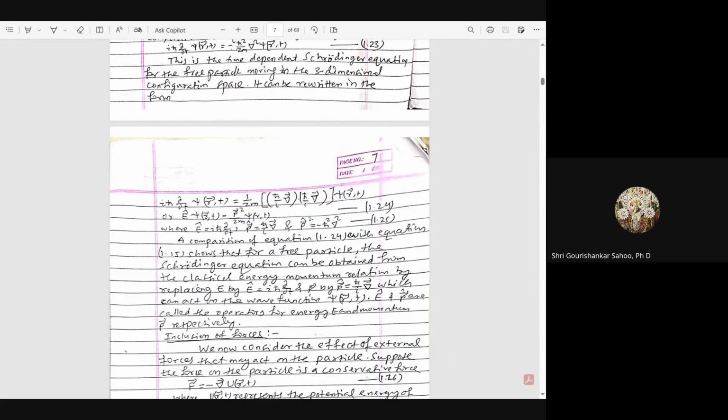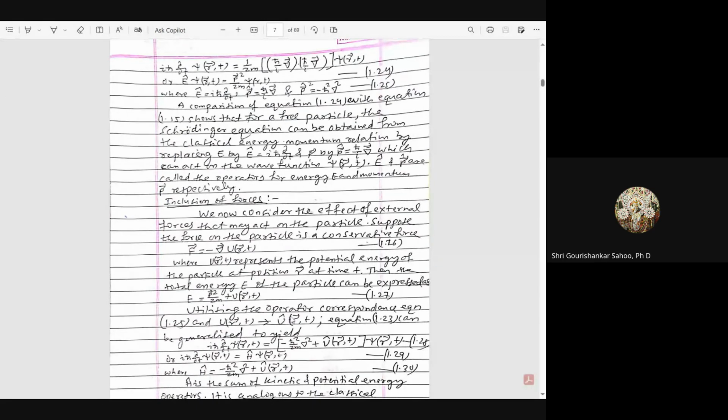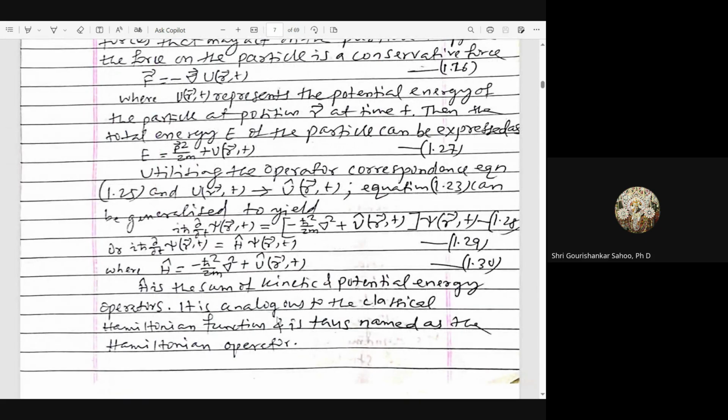Okay. So if you include the force in this expression, F can be written in a three-dimensional case as minus del U, using the potential energy. So the expression will be modified as i h cross del by del t psi is equal to minus h cross square by twice m del square plus U cap, which is a function of r and t, acting on psi, which is a function of r and t.